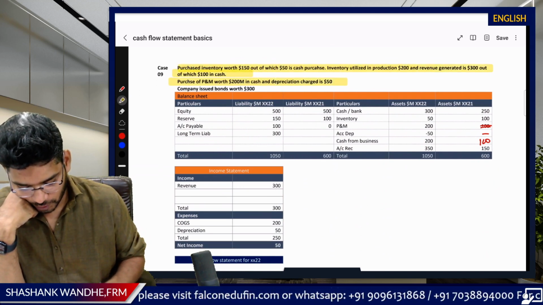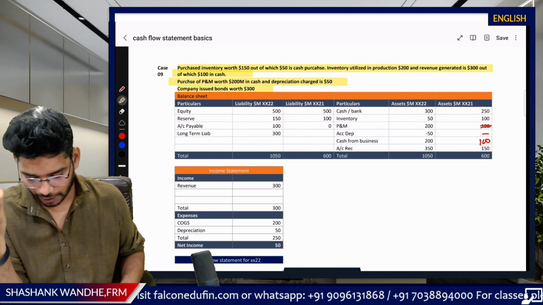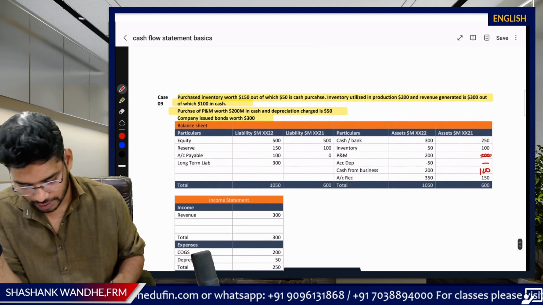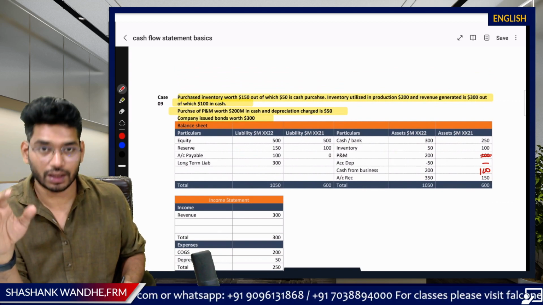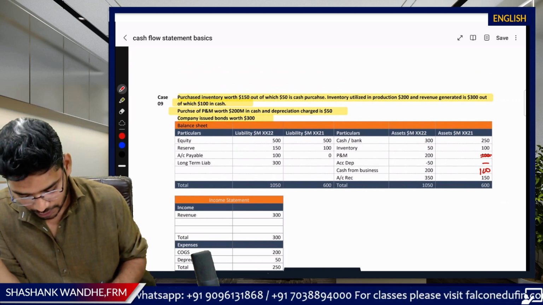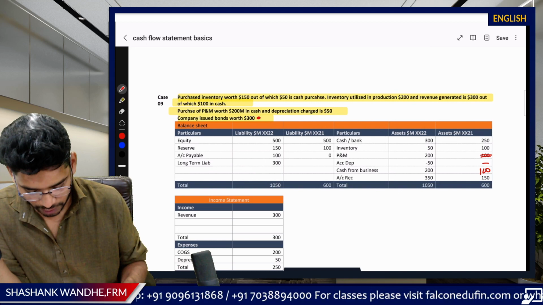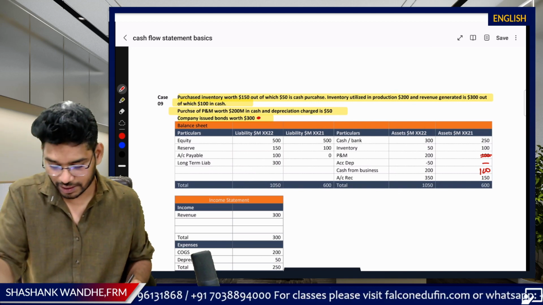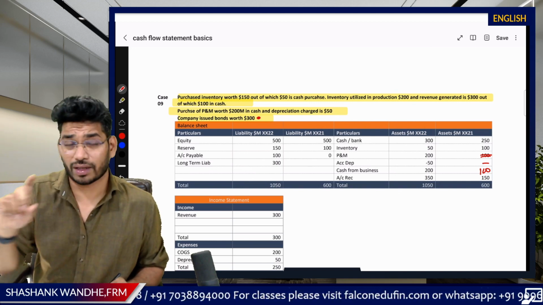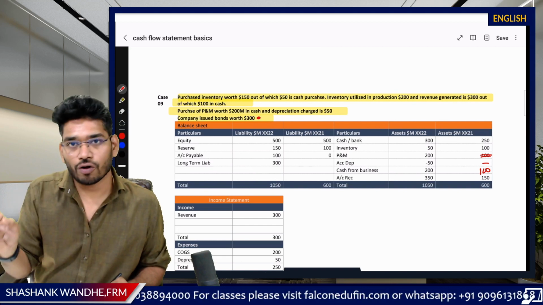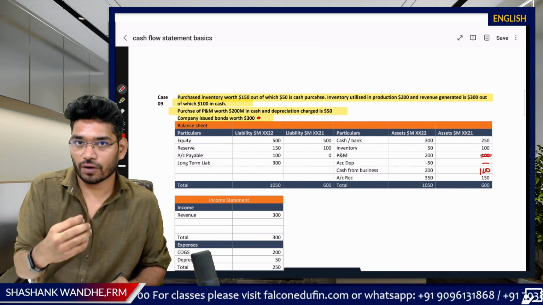This is also same. The only new information in this illustration is that the company issued bonds worth 300 million. So this is worth 300 million. Because this is not a purchase of a bond, sorry, this is the issue of a bond. Obviously, you will get a cash inflow of 300 million.